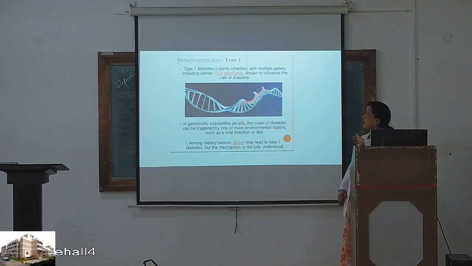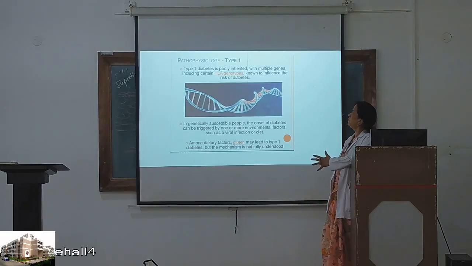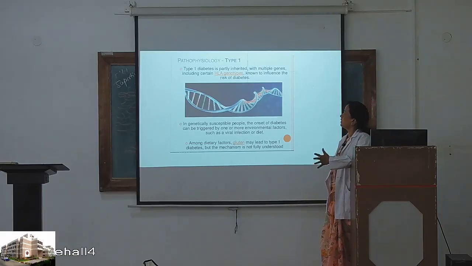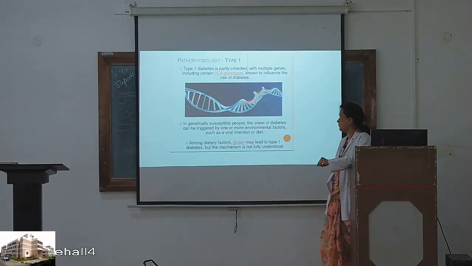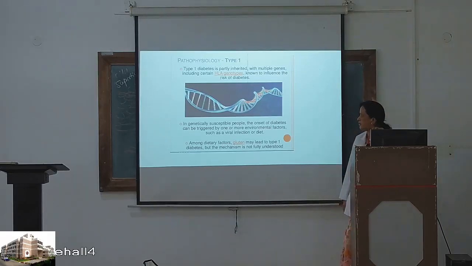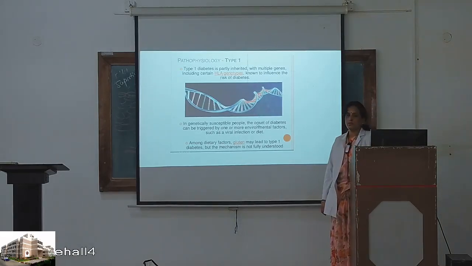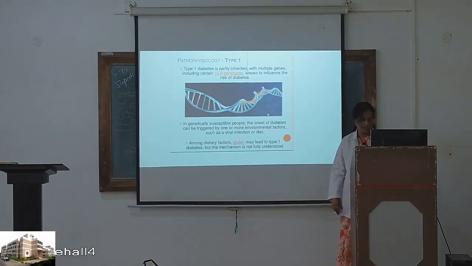So type 1 has a genetic factor, inherited with multiple genes including certain HLA genotypes which are known to influence the risk of diabetes. In genetically susceptible people, the onset of diabetes can be triggered by one or more environmental factors. Here, among environmental factors, we add viral infection, and among other dietary factors, gluten. Now, you know, people are so sensitive to gluten, and they talk about this gluten-free diet and all that.